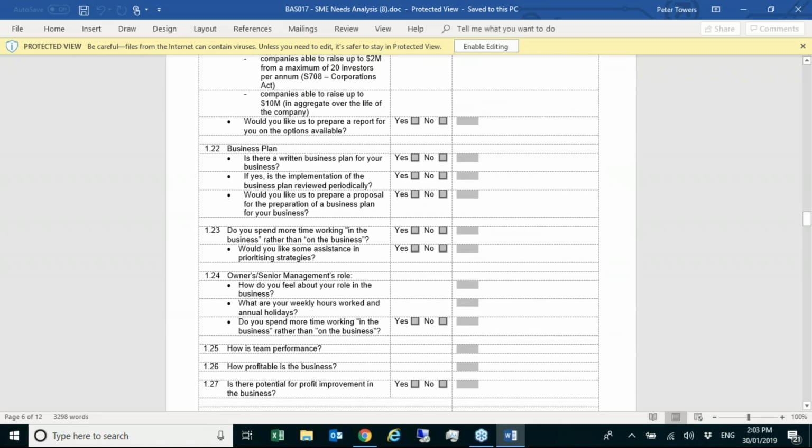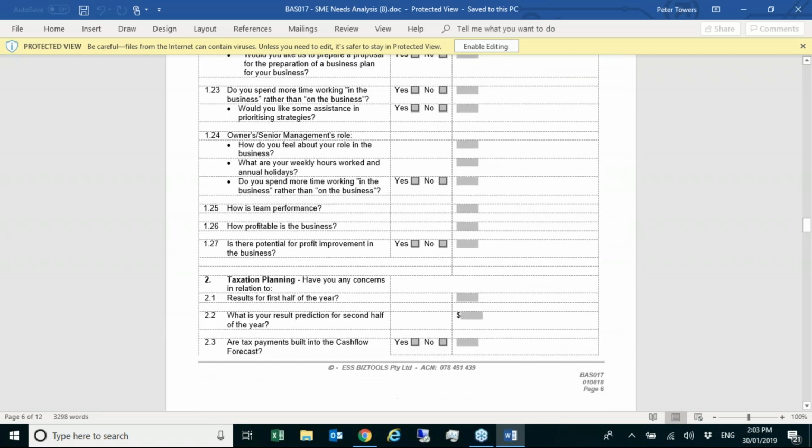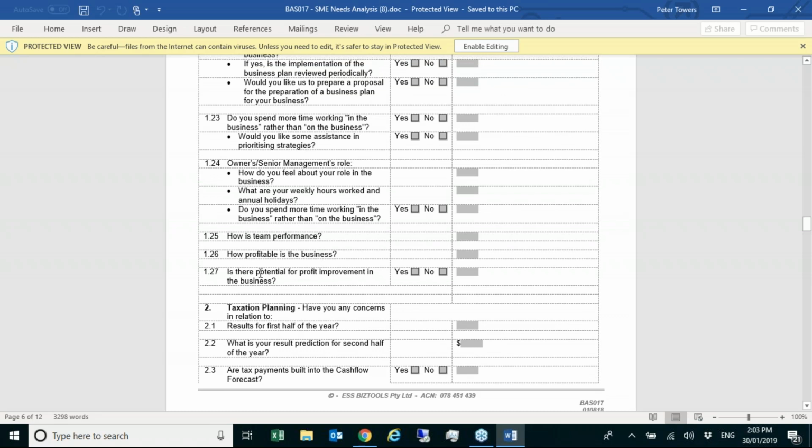They need a business plan. Are they thinking about retiring? Now, that's a fair list down to 1.27. That's just looking at their current business. Now, if you gave that to your clients, what do you think you'd get back?